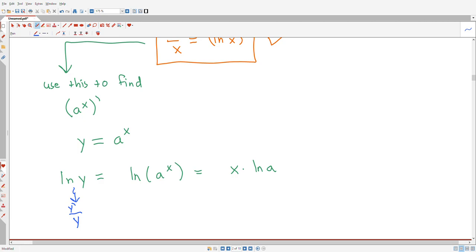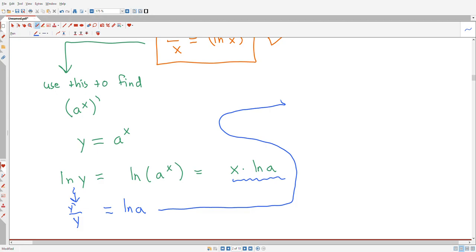And now I'm going to take a derivative of this part. Now, I don't know what the natural log of a is, but it's some constant. So the derivative of x times a constant is just that constant. So here's what I have. We'll pick this up over here. I have that the derivative of y divided by y is the natural log of a.